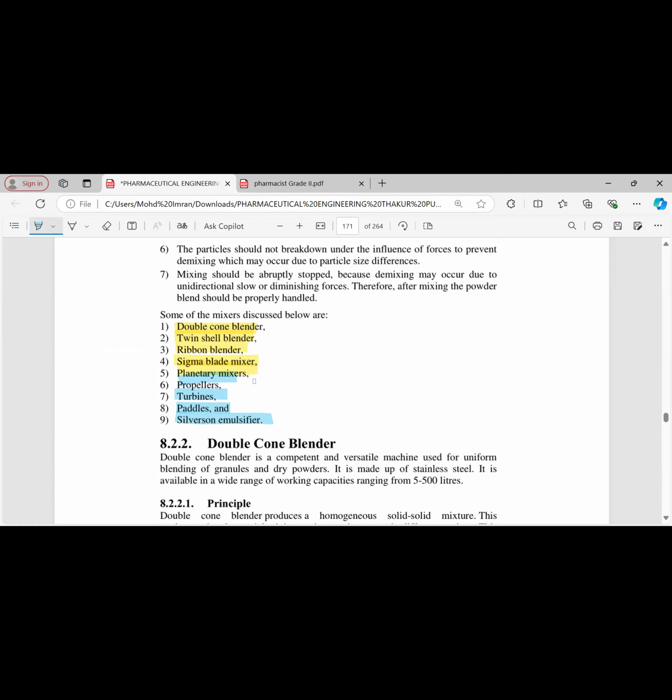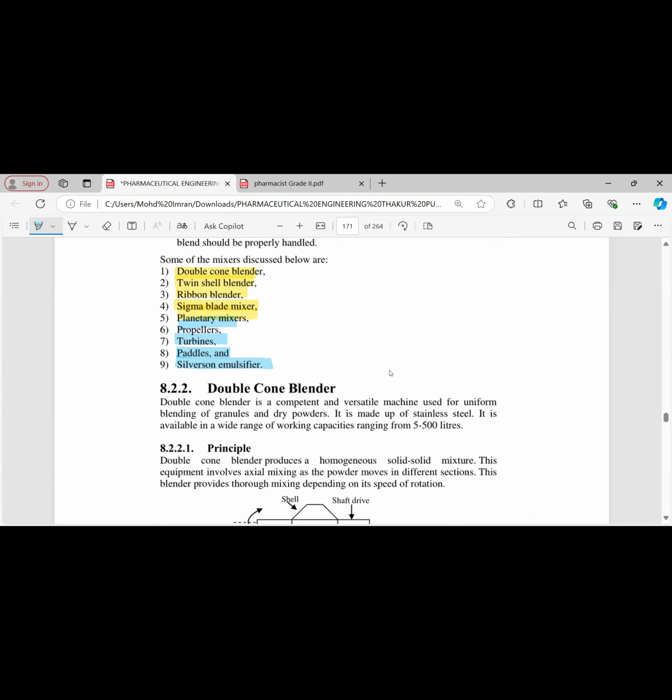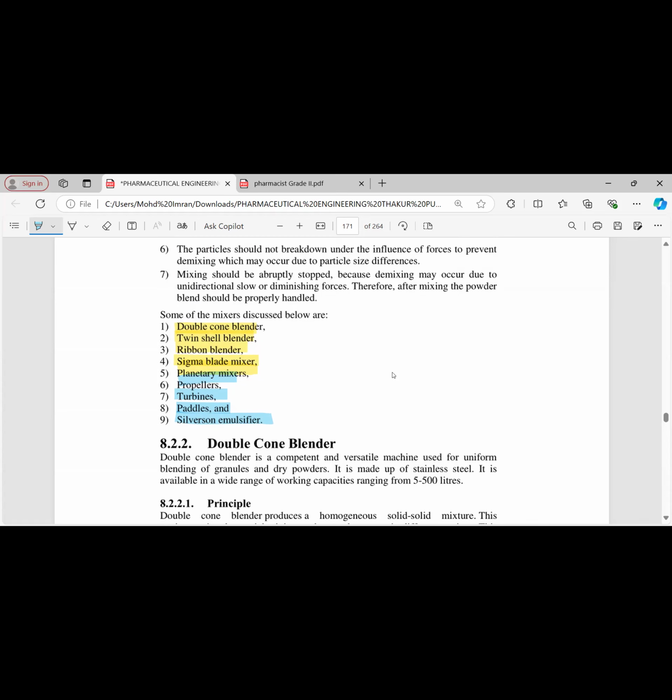Double cone blender, V cone blender, ribbon blender, sigma blade mixer, planetary mixer, propellers, turbines, paddles, and Silverson homogenizer. So please note down these equipment. Done?